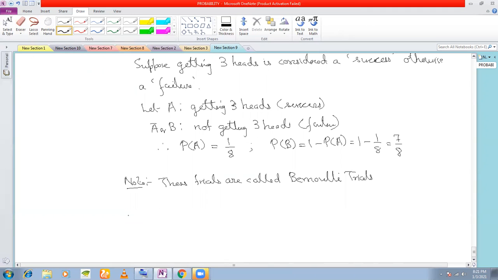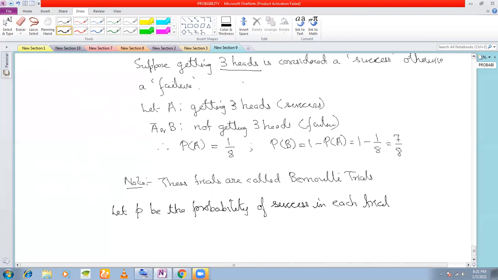Suppose I want to find the probability of r successes in n trials. Let p be the probability of success in each trial. In each trial. Understood? You understood what we mean by each trial.